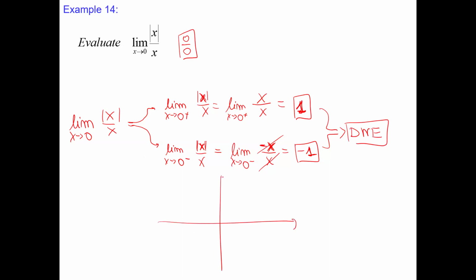We can draw the function. The limit on the right-hand side is 1, it's actually a constant function, and on the left-hand side it is -1. The value at 0 does not exist, and the one-sided limits are different. That means this indeterminate form ends up being undefined, and this is the justification.